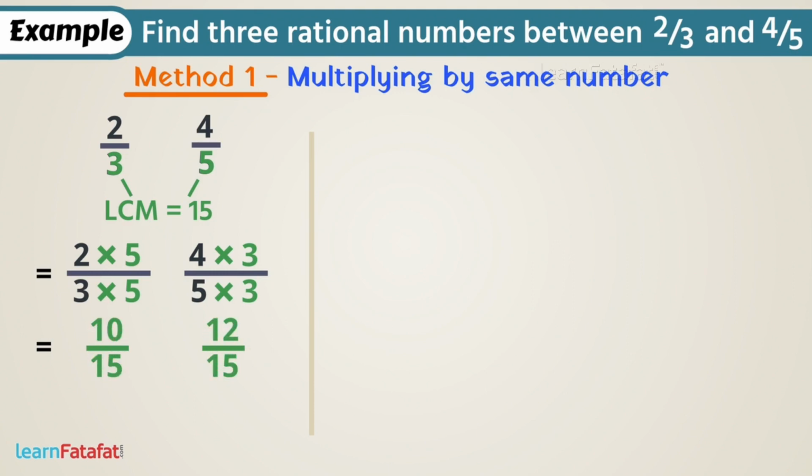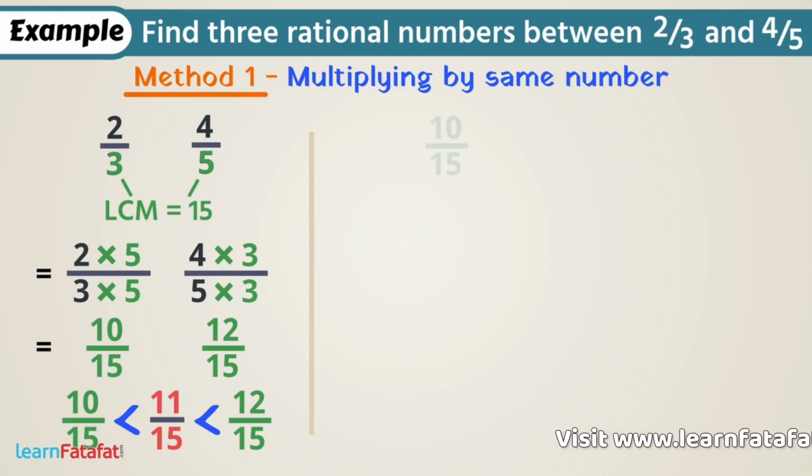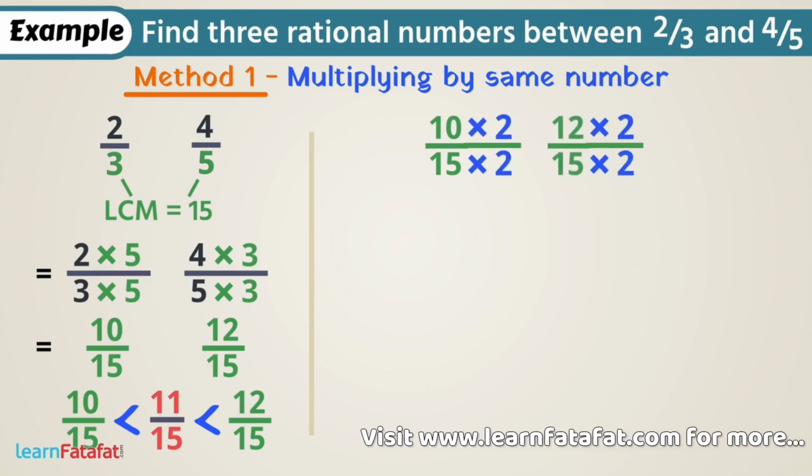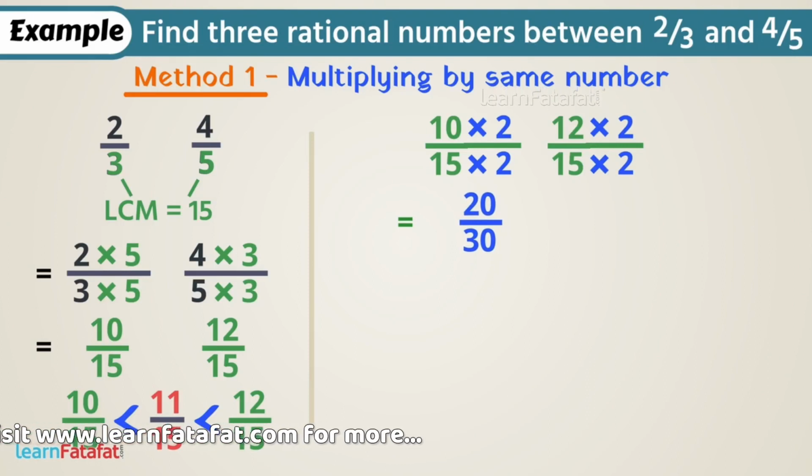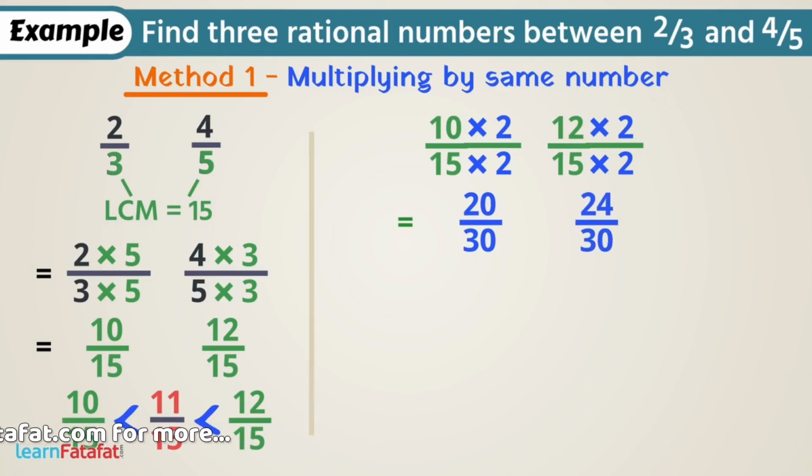These two rational numbers have same value as before. Check if there are 3 rational numbers between these two rational numbers. No, there is only one rational number, that is 11 by 15. To find more rational numbers, let's multiply numerator and denominator of the two numbers by 2. So we get 20 by 30 and 24 by 30.